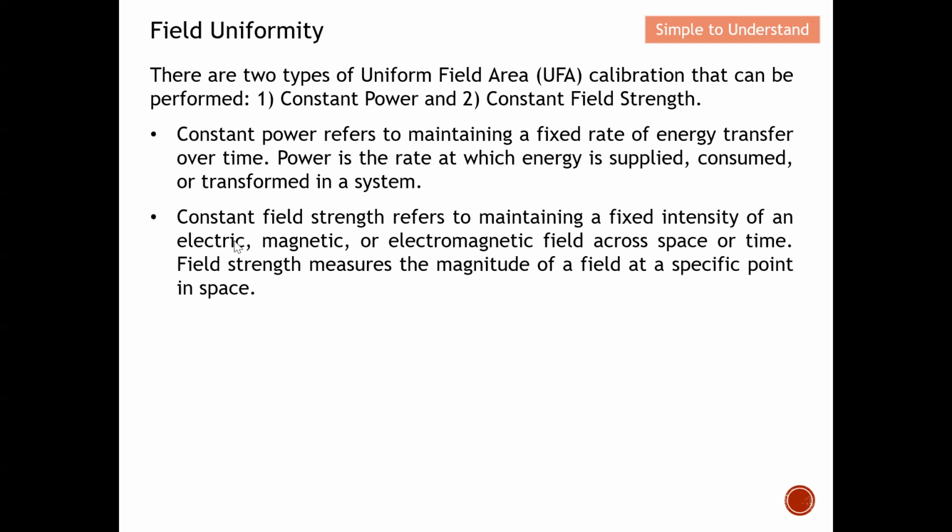Like I mentioned earlier, we are going to concentrate on constant field strength. Constant field strength refers to maintaining a fixed intensity of an EH or electromagnetic field across space or time. In short, we need to ensure, for example, the electromagnetic signal strength in volt per meter is constant. Field strength measures the magnitude of a field at a specific point in space. So this is what we are going to concentrate on in this video, the constant field strength method.